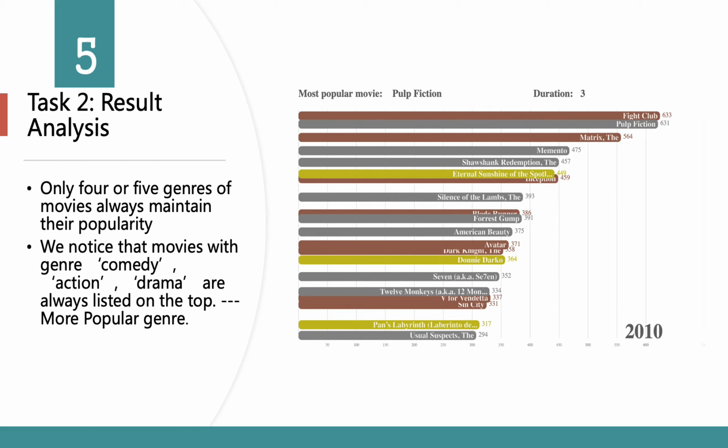Dig it deeper, we can also notice that there are only 4 or 5 genres of movies always maintain their popularity, which means that people's interests change a little over time. We can also notice that movies with genre comedy, action, drama are always listed on the top, which means that these 3 genres of movies are the most popular genres for these years.